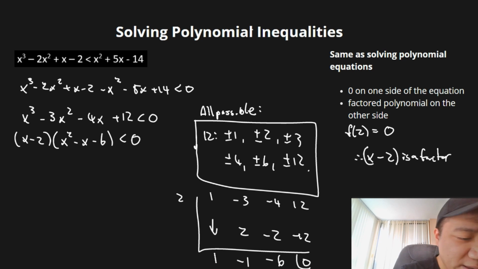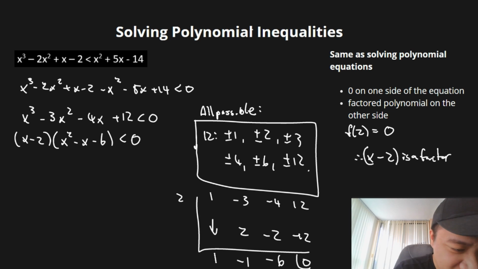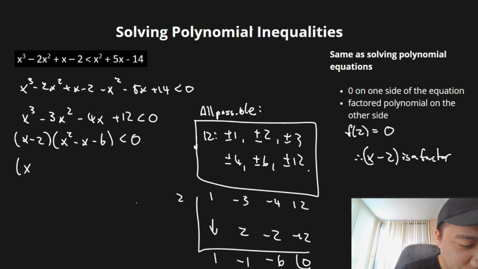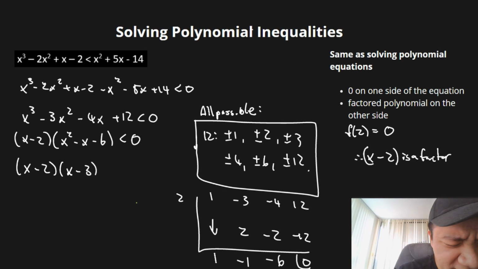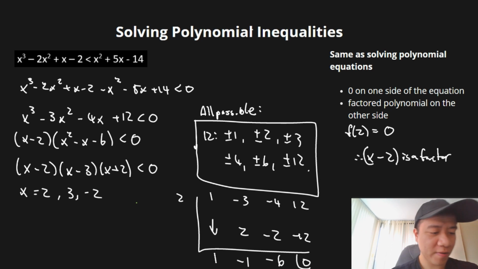Since we have a quadratic here, you can factor this quadratic by our usual method, or whatever method you choose. I like to do crisscross. So we have x minus 2, x minus 3, x plus 2. Sweet. So the solutions here are x equals 2, 3, and negative 2. Awesome.